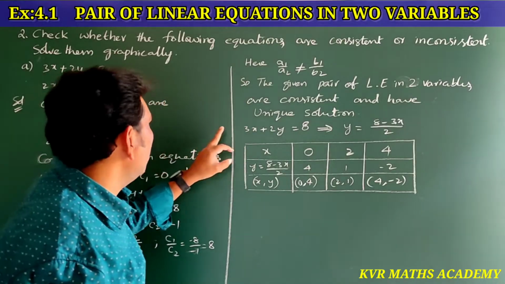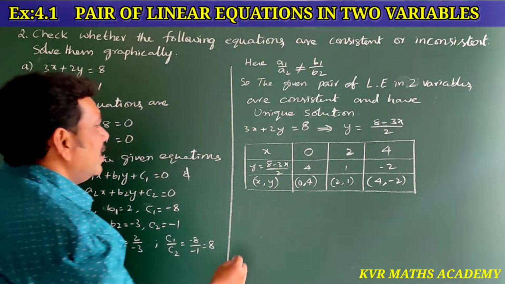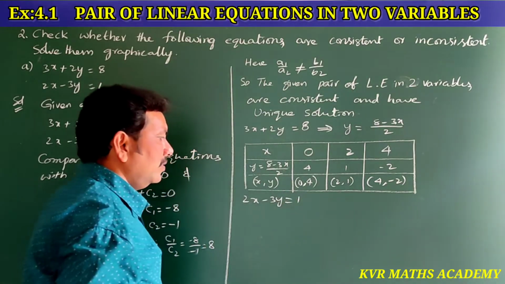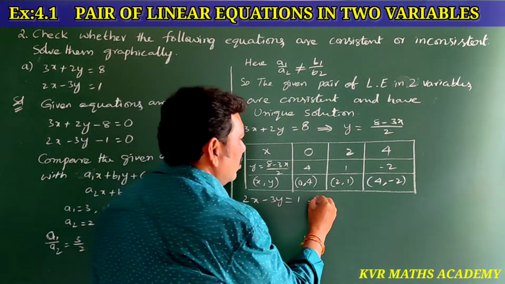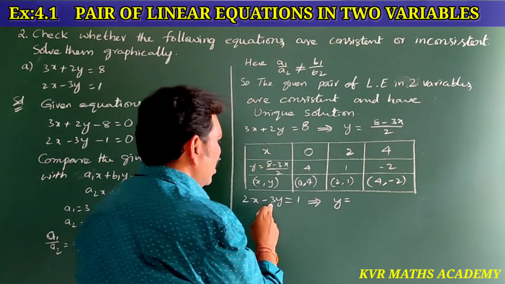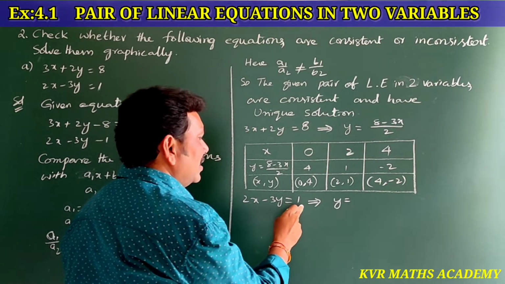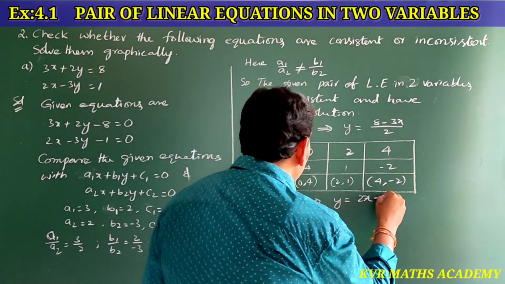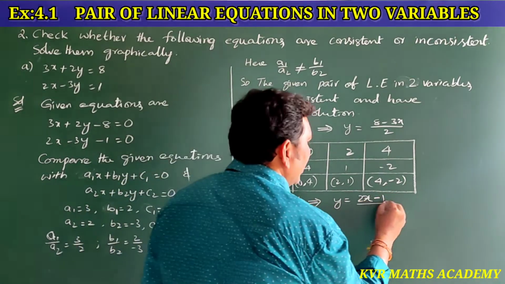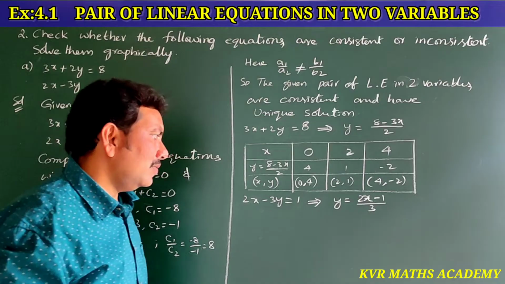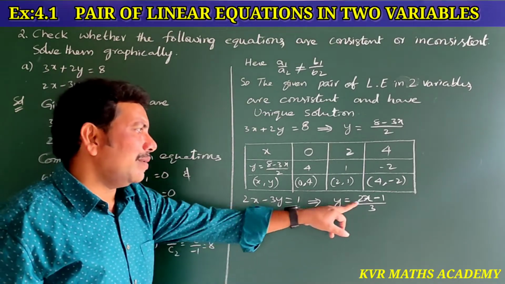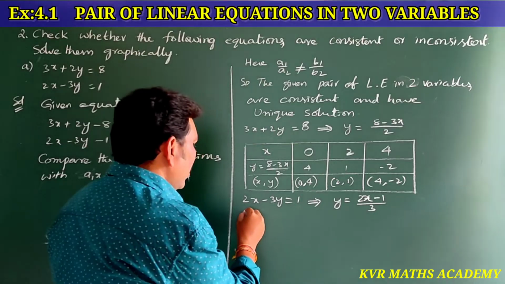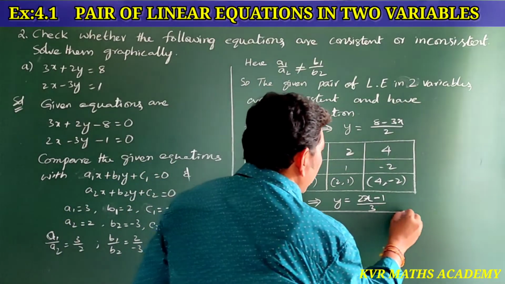Next, second equation also I am taking, 2x minus 3y is equal to 1. So that implies y value. If you transfer into this one, plus 3y, y is equal to 2x minus 1 by 3, isn't it? Next, for this, draw the table.